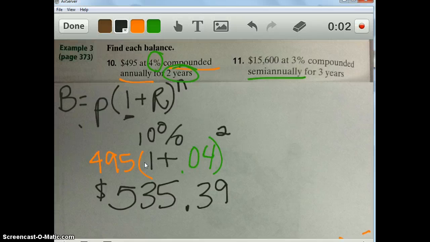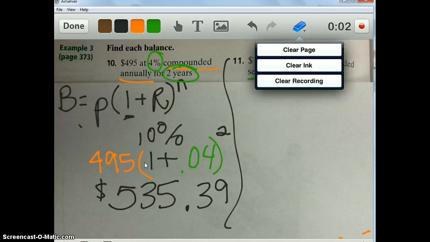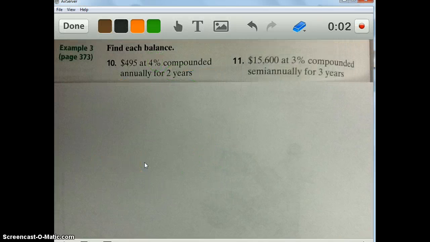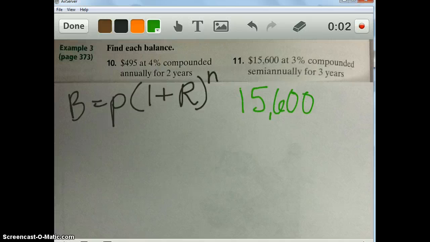Number 11, let's see, I'm going to clear my ink. Let's go on to number 11. This one looks a little different. My principal is $15,600. So that's my principal. I'm just going to write that down so I can figure stuff out later. Then 3% compounded semi-annually. I'm going to show you something here because my rate equals 3%.